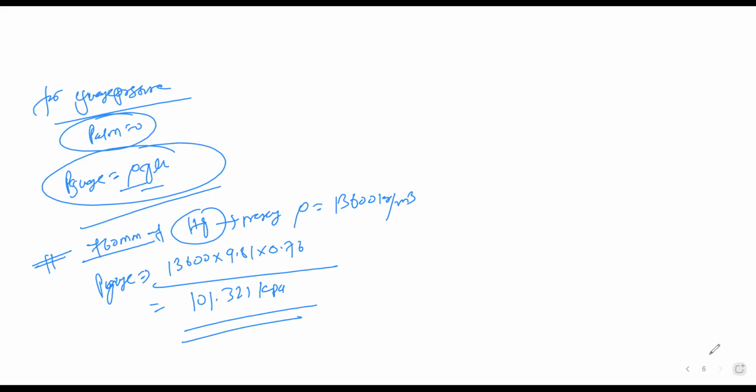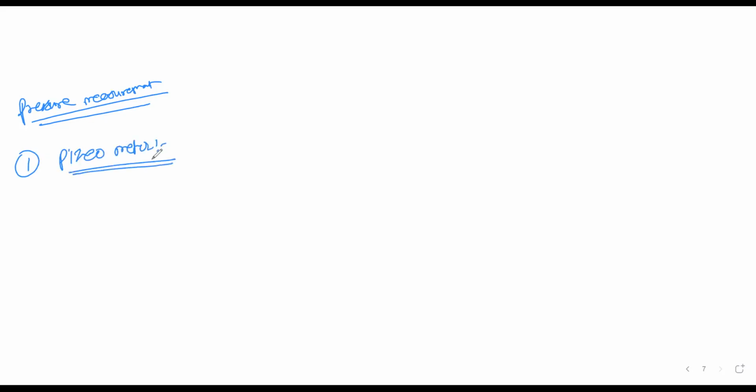Next, we have an application of pressure, like how to measure the pressure. And the topic is pressure measurement. So the first important manometer is a piezometer. Piezometer is used to measure low pressure intensity. And the second thing is it's simple in design.